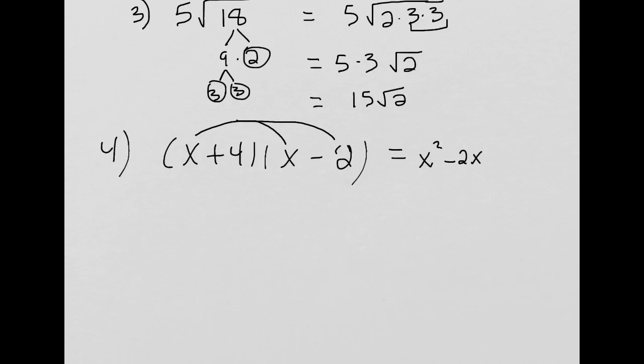Then I need to distribute the 4 all the way through that second group. So 4 times x is plus 4x. And then 4 times negative 2 is going to be a minus 8 at the end. And then I just look to combine like terms. So I've got negative 2x plus 4x.